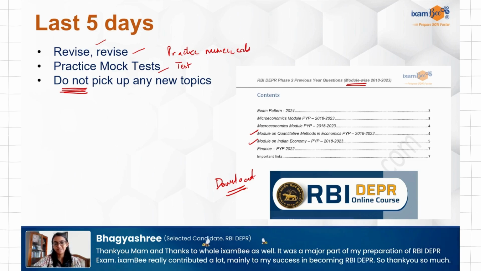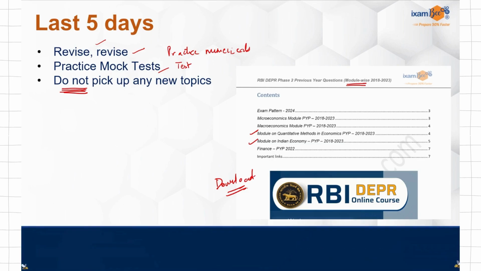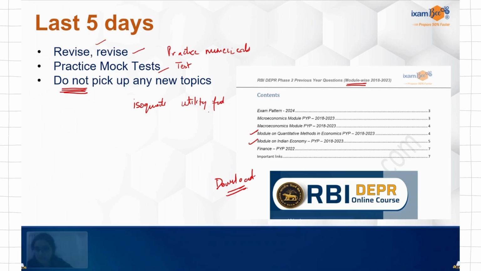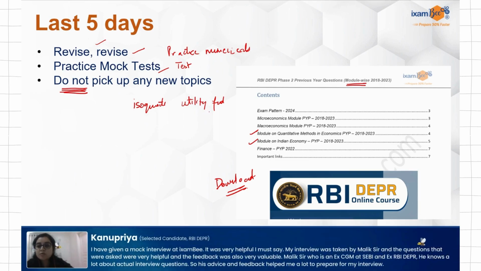So in microeconomics, of course, the consumer behavior is very, very important. Please revise your isoquants, your utility functions, and calculations related to demand supply under various market structures and the pricing under various market structures. Please revise this, very, very important.